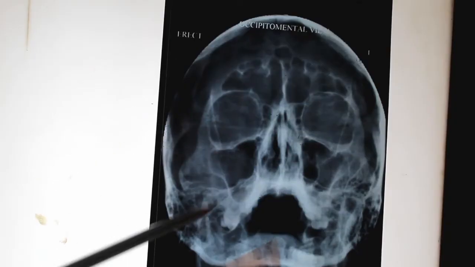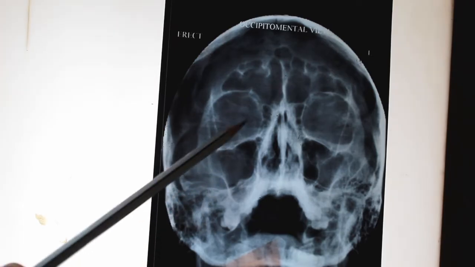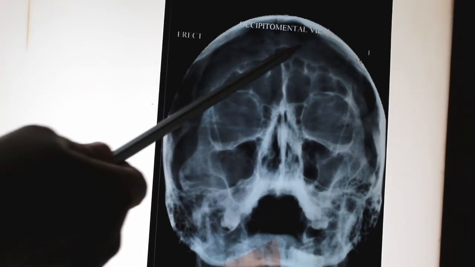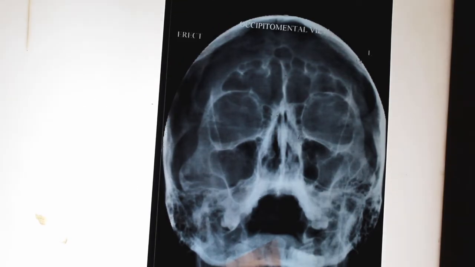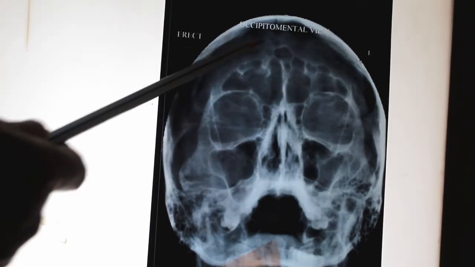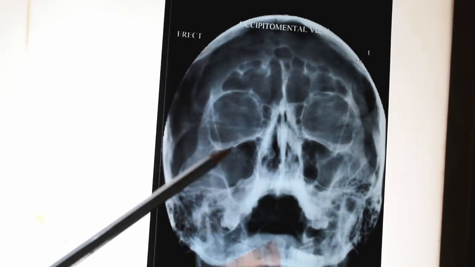This is X-ray of paranasal sinus. We have already taken the anatomy of all the paranasal sinuses, and this is X-ray of paranasal sinus. And what is the view of this? This is occipitomental view. You are lucky that it is written here, but sometimes this will not be written also. So the most commonly taken view is an occipitomental view or 30-degree occipitomental view or Waters view. And in this you can see all the sinuses.